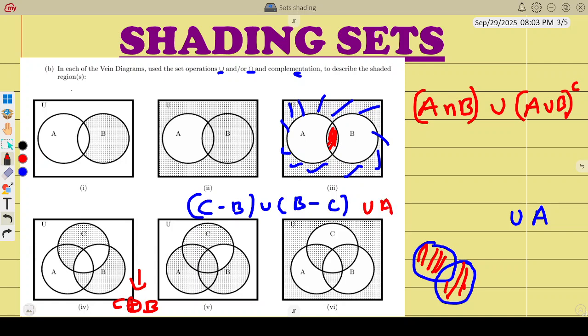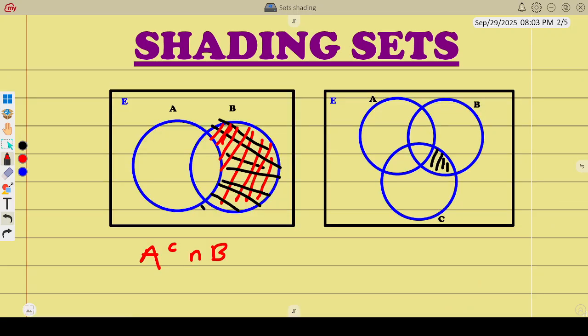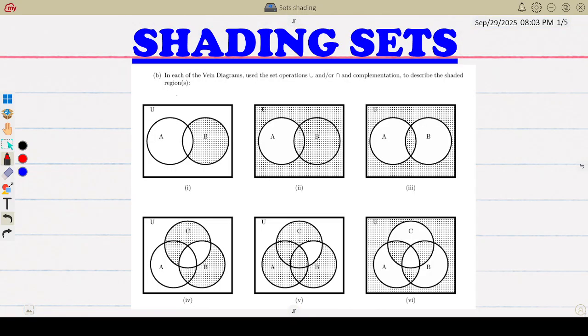So this is how you can answer. You can simplify and then you get other answers. So this is how you go about shading. I hope you found this video helpful. So keep on practicing.